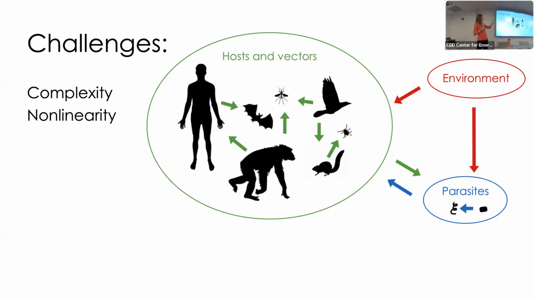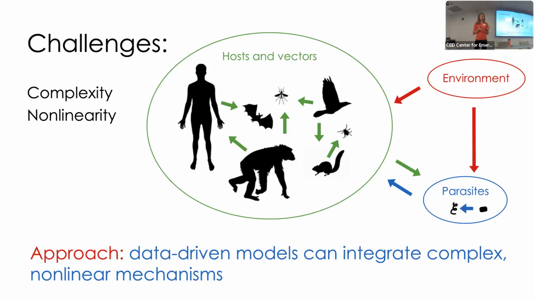And that can make it really difficult to predict how infectious disease systems will respond to human-driven impacts on the environment. So because of this complexity and nonlinearity, our research often takes a data-driven modeling approach. And that allows us to try to build in these more complex and often nonlinear mechanisms to better understand how environmental change is affecting infectious disease systems.